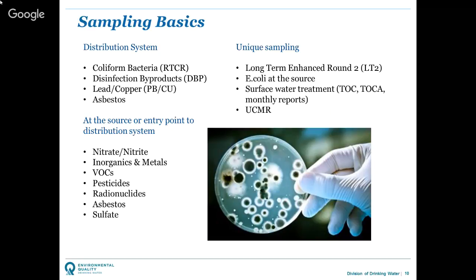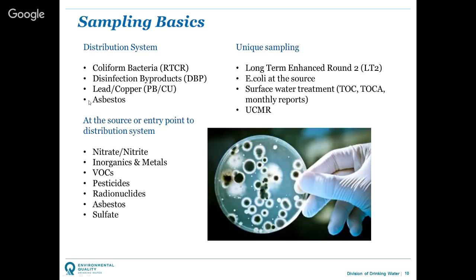Let's take a look. Let me see, I have a pointer over here. Sampling basics. There's really 2 places you're going to be sampling in a water system. You're going to be looking at samples in your distribution system and at your source or your point of entry into your distribution system. Distribution system samples are generally coliform bacteria, disinfection byproducts, lead and copper, and asbestos.